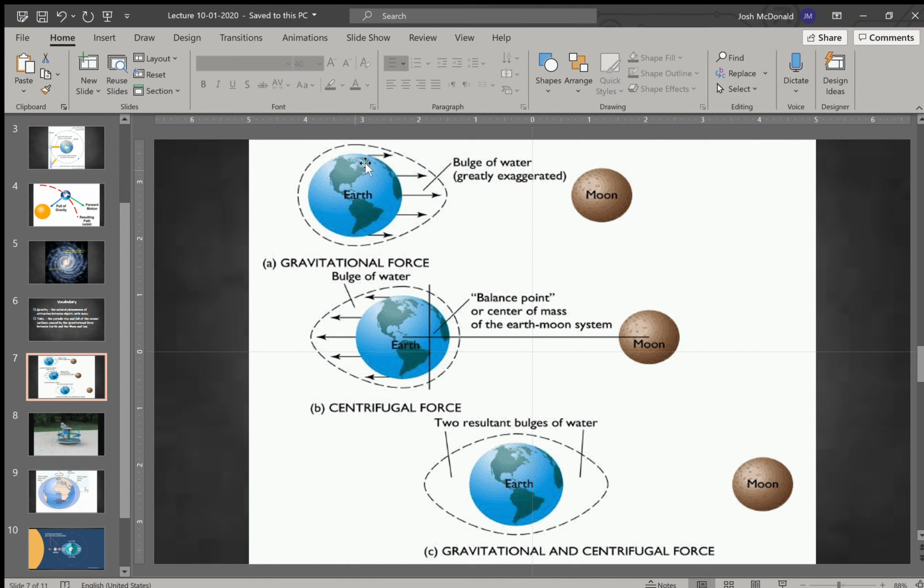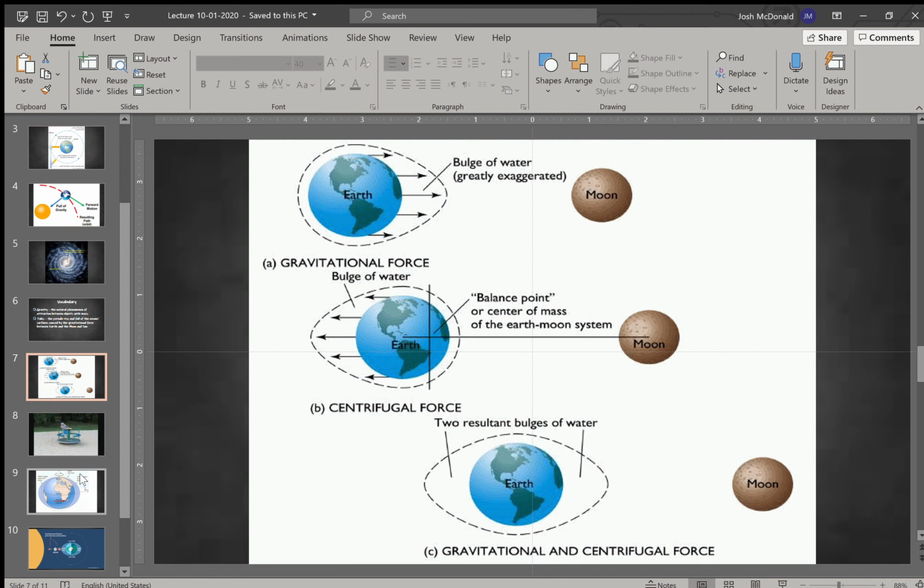So you see here is the gravitational force of the moon and this bulge of water, and then here is the balance point and the center of mass of the Earth-Moon system here, and the centrifugal force is pulling this water away. So this is the result. You have two bulges of water.